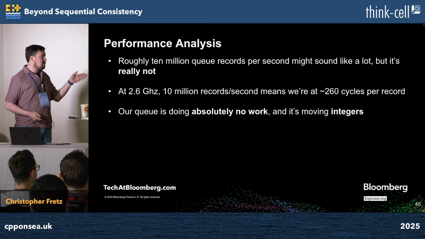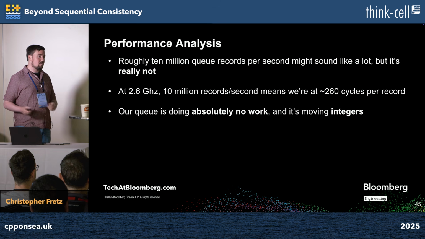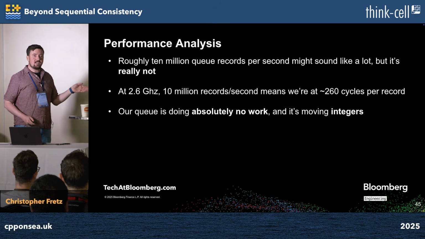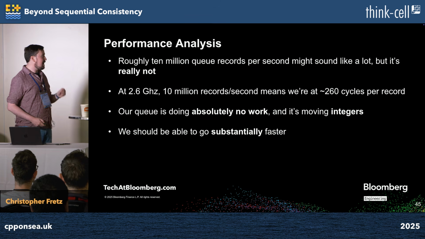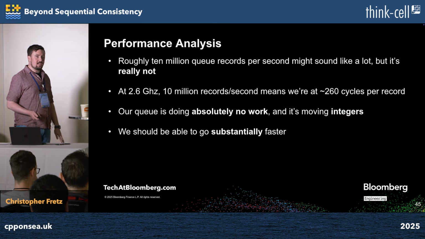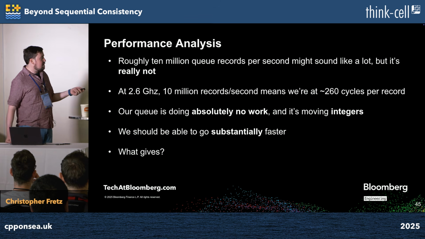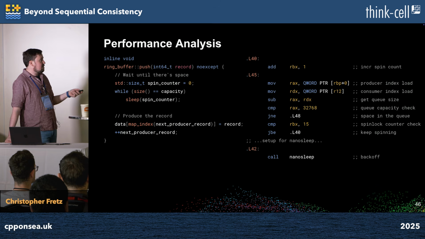And our queue is doing absolutely no work. We're dequeuing these things and immediately throwing them away. It's just moving integers. So this is atrociously bad. We should be able to go substantially faster. Why is this so bad? What gives? And if we actually start looking at the code itself here, this is where Compiler Explorer came up.